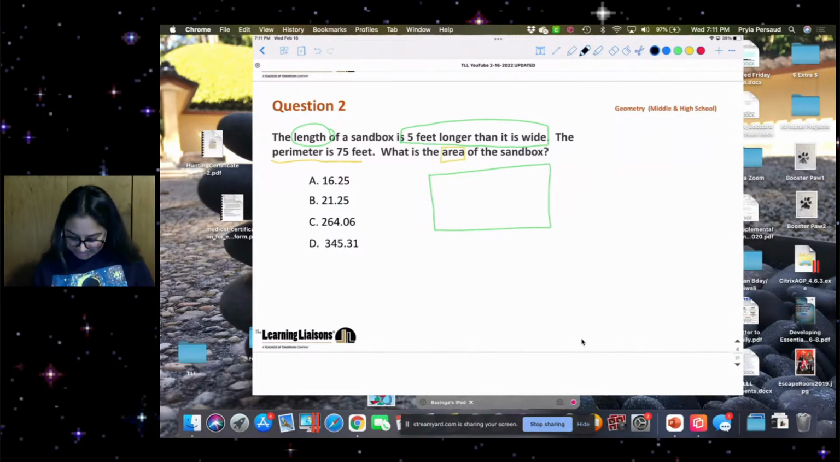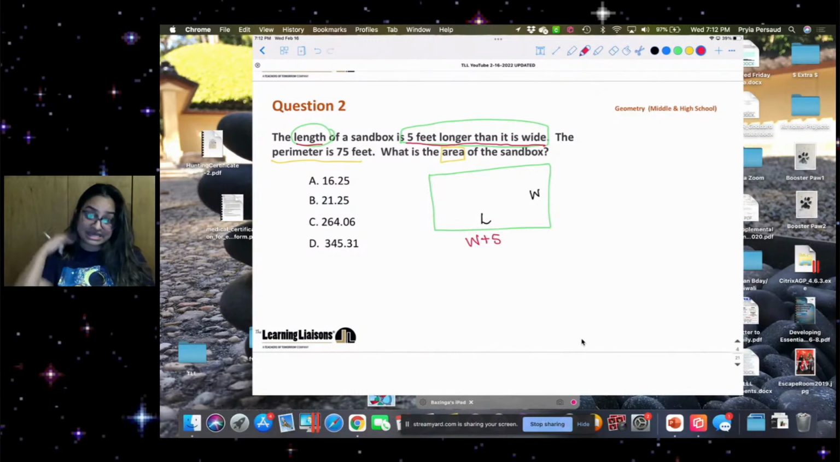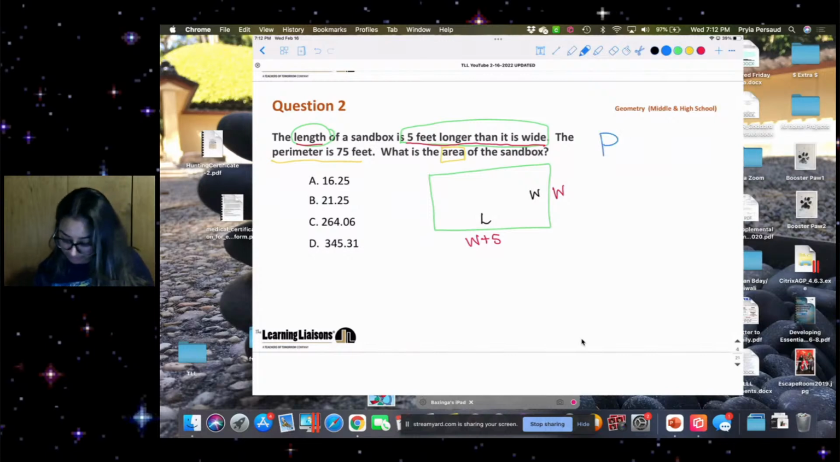Okay, so let's see. If I drew a rectangle, because they didn't tell me what shape it was, I'm going to have my length and my width. Okay, no problem. Well, from there, what we're going to do is start putting what we know. I know that the length is 5 feet longer than the width. So I'm going to add 5 to whatever the width is and say that that's my length. They didn't tell me anything about the width itself, so I'm going to keep it as W. They did tell me, though, that the perimeter is equal to 75 feet.